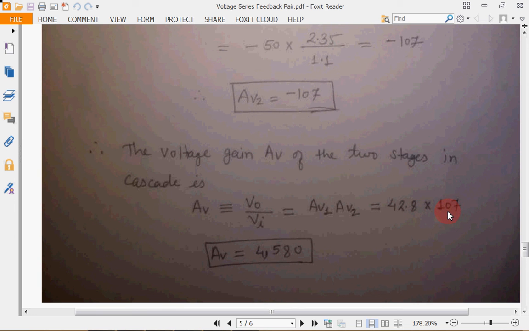So finally we will get AV, that is the open loop gain of the complete multi-stage amplifier, is equal to 4580. This is the open loop gain of two-stage amplifier.